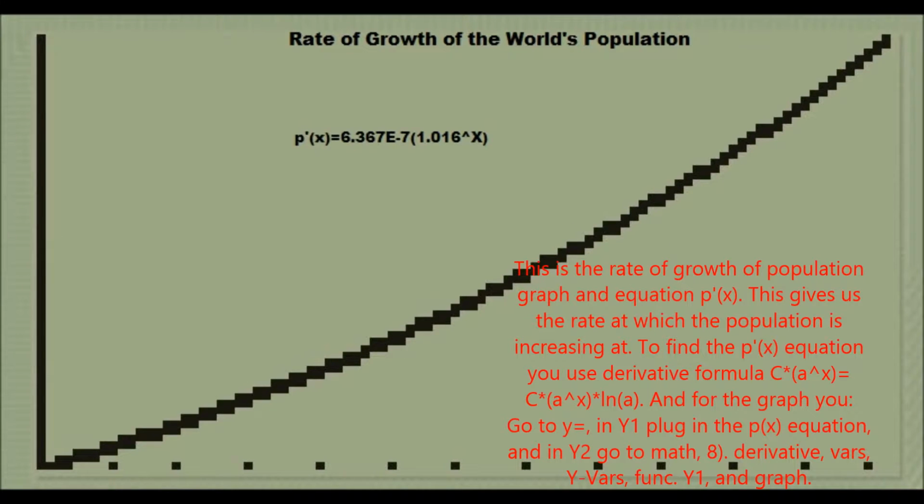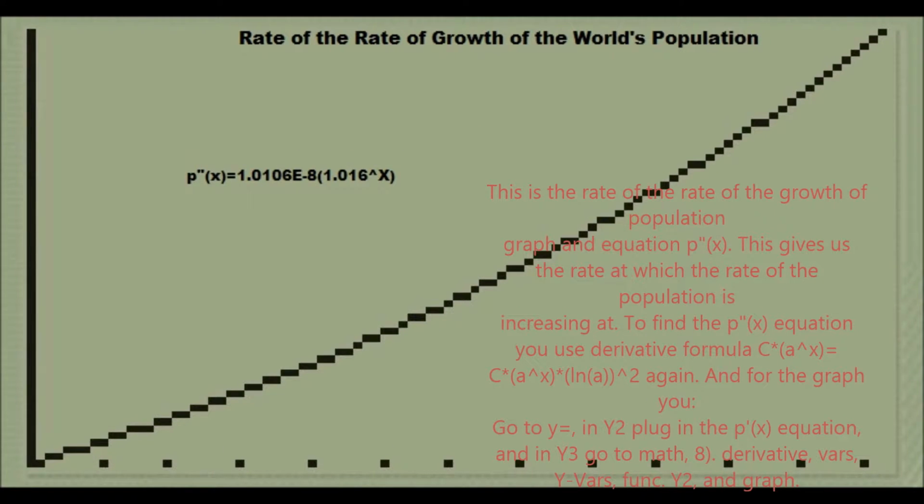This is the rate of growth of population graph and equation, P prime of x. This gives us the rate at which the population is increasing. To find the P prime of x equation, you use the derivative formula: constant times a to the x equals constant times a to the x times ln a. And for the graph, you go to Y equals, in Y1 you plug in the P of x equation, and in Y2 you go to Math, A, derivative, VARS, Y-VARS, Function, Y1, and then click graph.